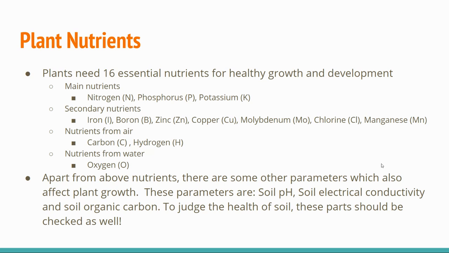And I also put the atomic symbol on there for those different nutrients, because that's typically how they're written in manuals. So some nutrients from the air: of course, you get carbon and hydrogen from the air, and the nutrient from the water is oxygen. So apart from the above nutrients, there are some other parameters which also affect plant growth. These parameters are soil pH, soil electrical conductivity, and soil organic carbon. So to judge the health of the soil, these parts should be checked as well. So all of these working together is going to tell us how healthy the soil is.